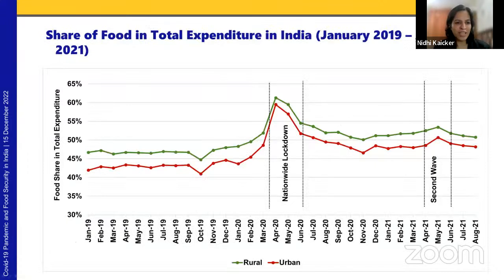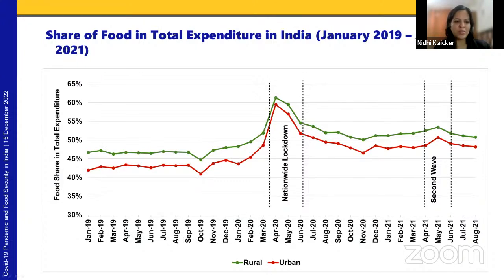So before we formally introduce the research objectives, I want to take our audience through three graphs. The first graph that you see on the slide shows the share of food in total expenditure in rural and urban India for the period January 2019 to August 2021. And if you can see, we see a sharp increase in food expenditure shares during April 2020, which coincides with the period of the nationwide lockdown.